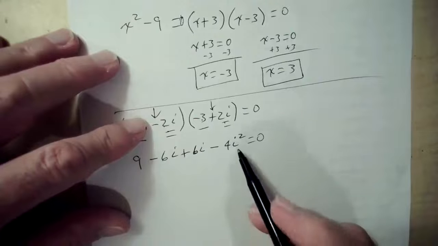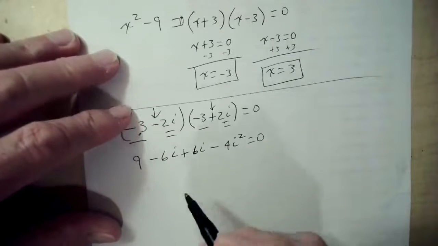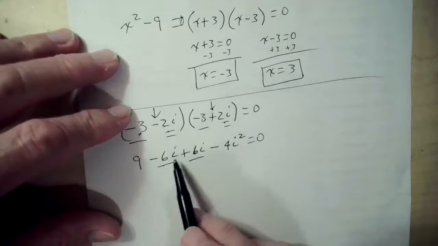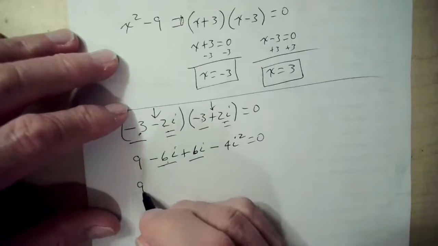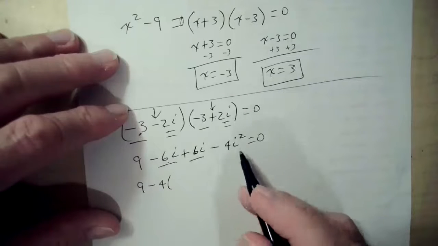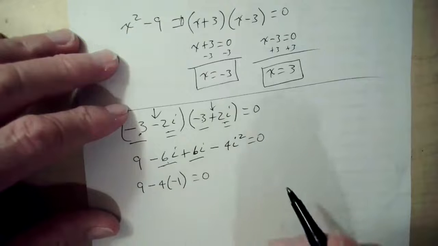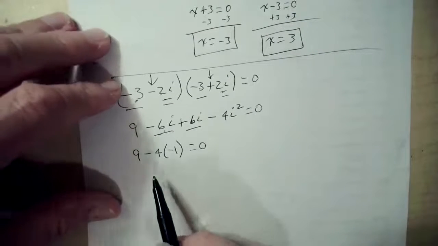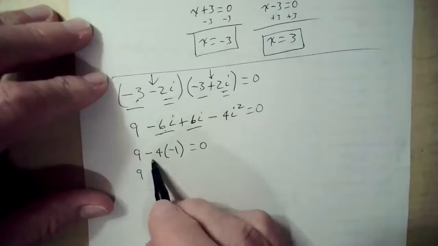Negative times a positive is a -4i squared. And remember, we know the value of i squared. It's -1. Now we have like terms here and here. 6i minus 6i is 0, gone, eliminated. So we have 9 minus 4 times, and again, i squared is -1.